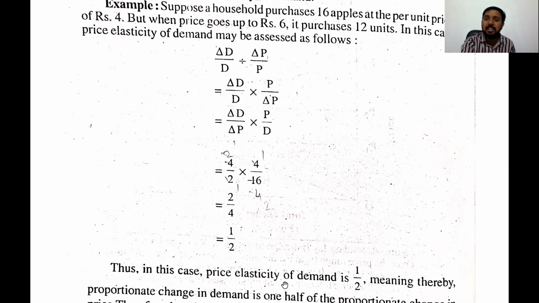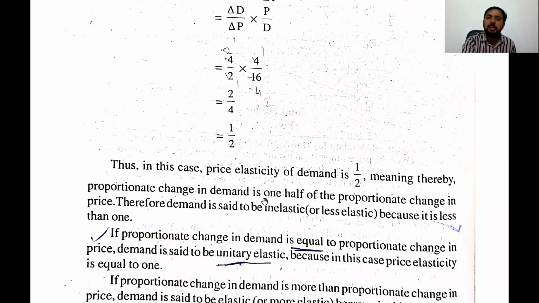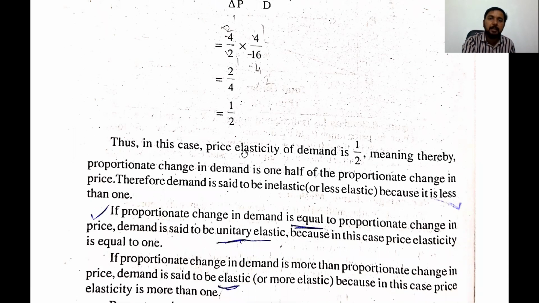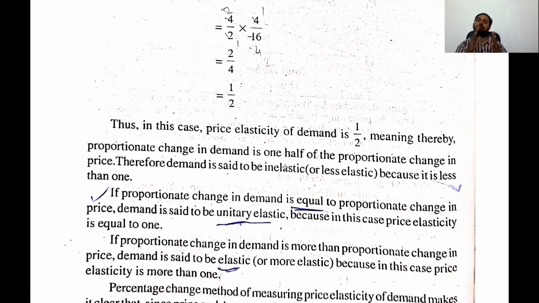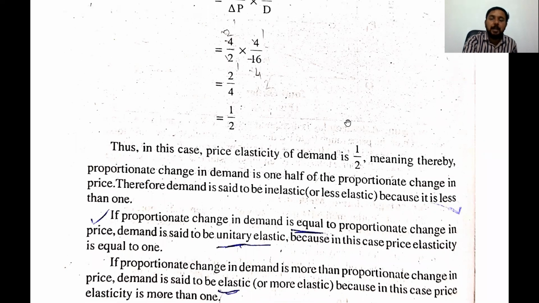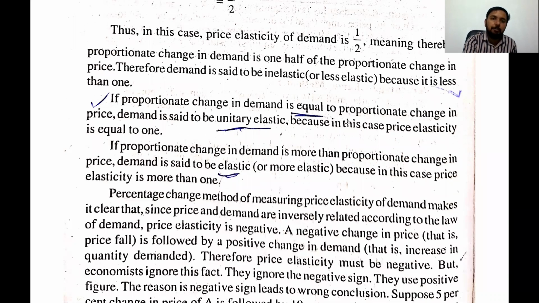Thus in this case price elasticity of demand is 1 by 2, meaning thereby the proportionate change in demand is 1/2 of the proportionate change in price. So here we can say it is half, which means when there is a change in price of 10 percent, it will have an effect of 5% in the demand. So 1 by 2 is the proportion of change in price and demand. By putting in this formula we get the exact proportion of the elasticity of demand.